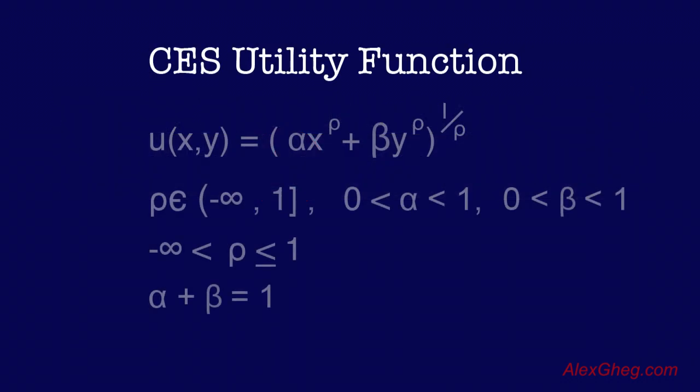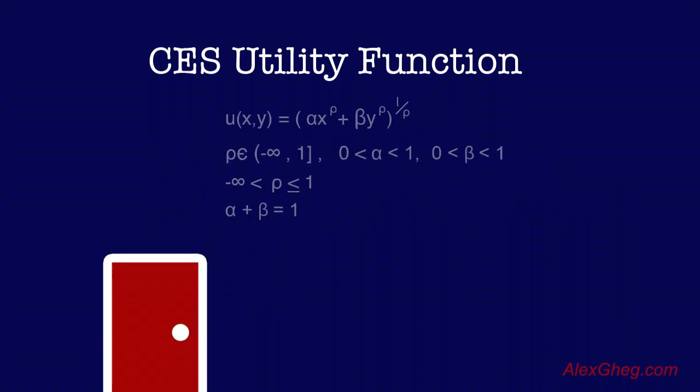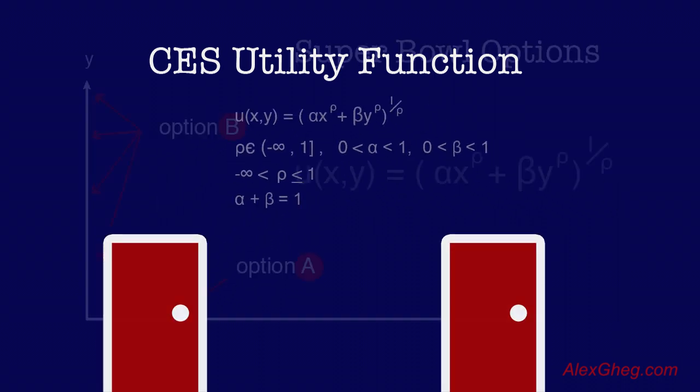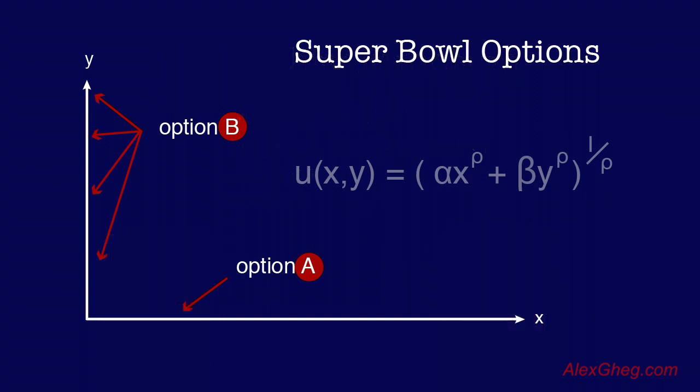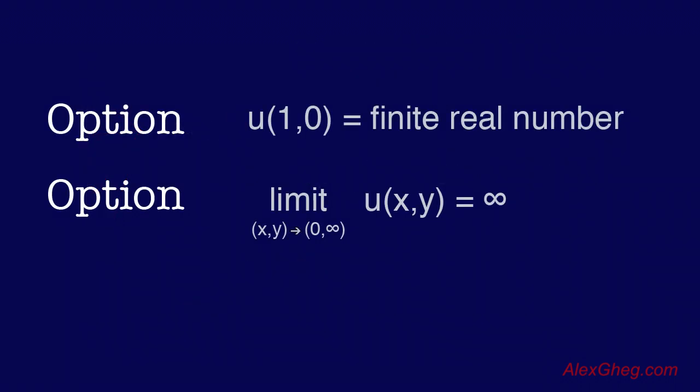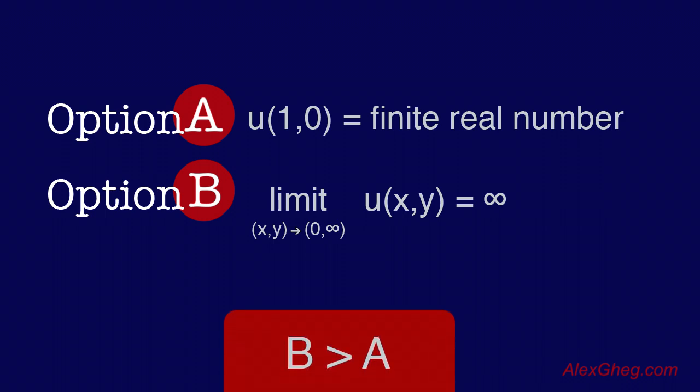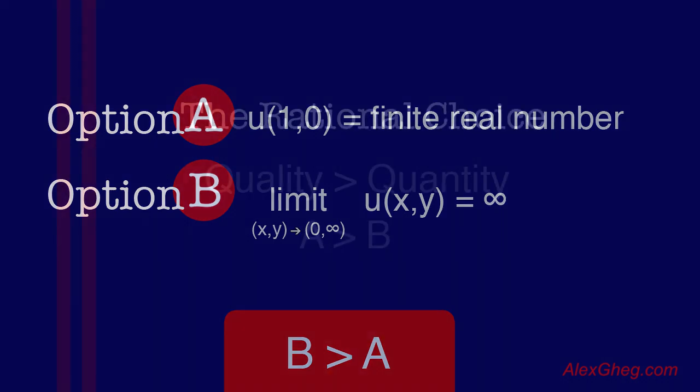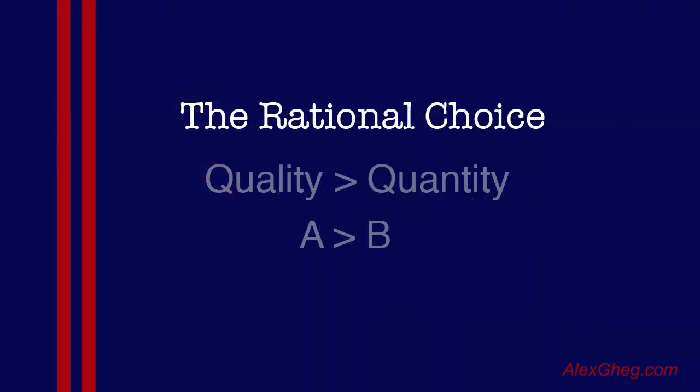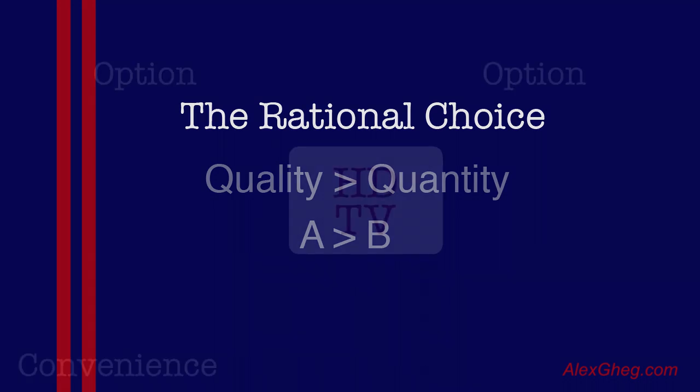Don't worry, this CES utility function is quick and easy to use for the Super Bowl viewers problem. A professional might use it since the workhorse is perfectly suited to order these kinds of preferences, right? Option A gives a finite amount of utility for the consumer, for all parameters. Option B gives an infinite amount of utility by taking the limit. Therefore, option B is preferred to option A. The CES approach completely failed. In fact, everyone rationally chooses quality over quantity here.